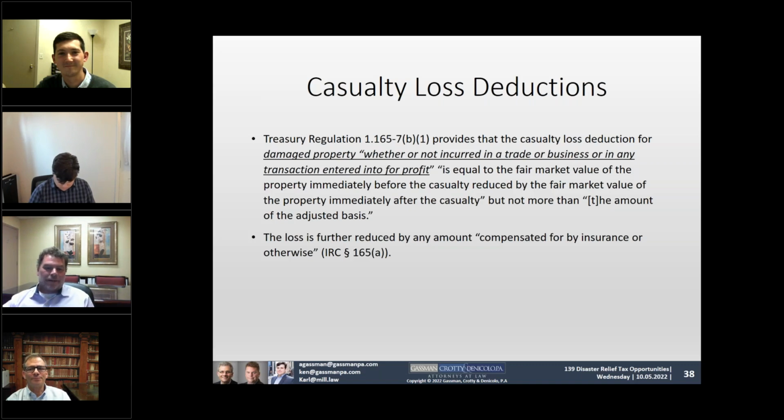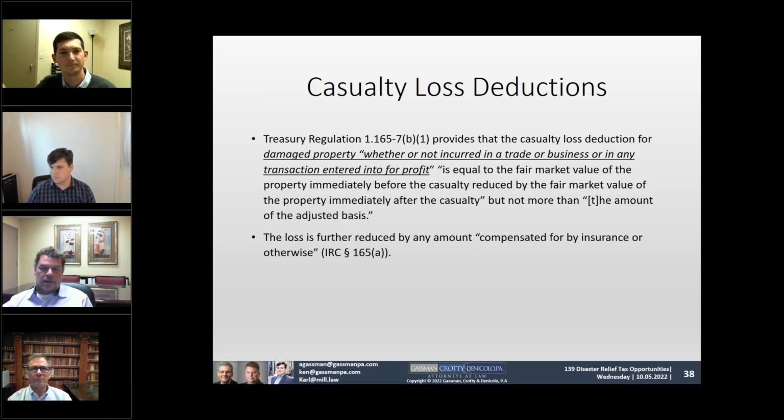So what we're going to talk about for the remainder of the period, like Alan said, is the casualty loss deductions. It's governed by Section 165 of the code. There are two main areas that we want to look at. One is if we're talking about a loss that was incurred in a trade or business. And one is if we are talking about a loss that we're going to call personal use property.